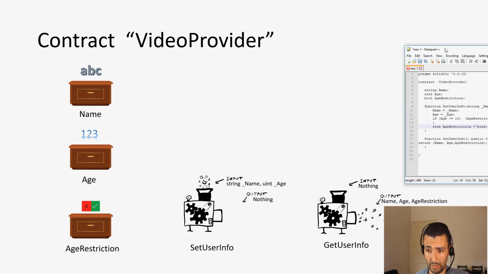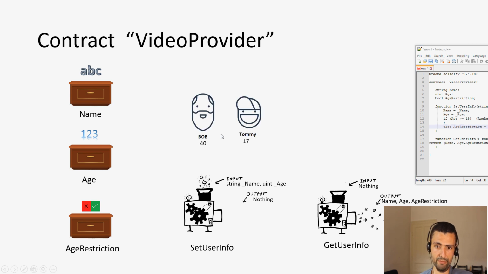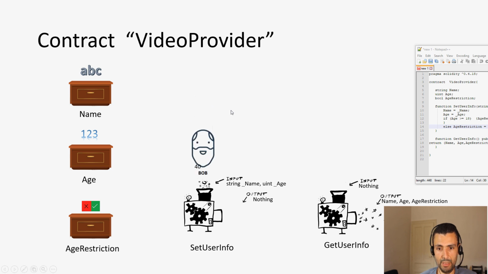So how to see this in our contract? Let's imagine, I'd like you to meet Bob. He's a 40-year-old guy, and our Tommy here, he's a 17-year-old guy. So they are both users of our online video provider, sorry. So if I add Bob into our smart contract, then we get Bob stored into the name drawer as a name, and 40 will be stored into the age drawer.